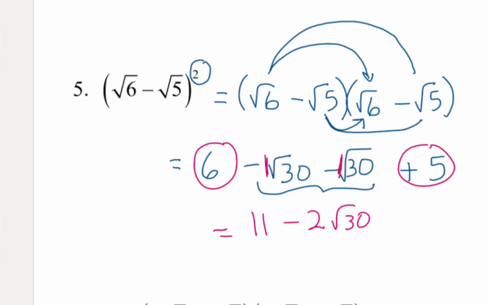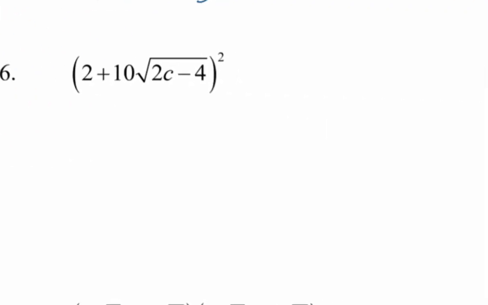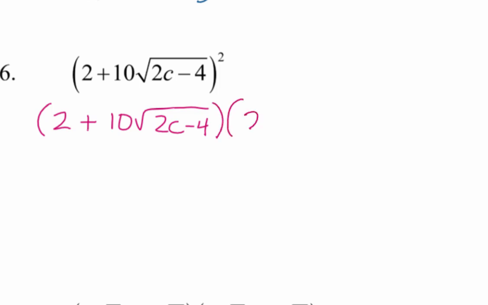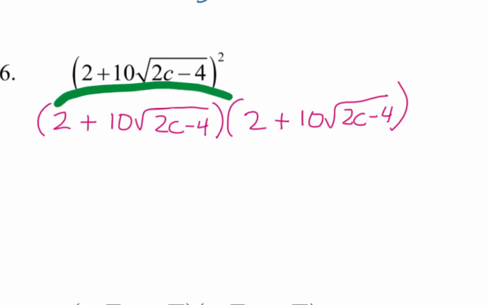This one looks pretty ugly, but again, we are stuck. We have to write this down twice. And we have to do some foiling. We have to distribute twice, right? So let's get a different color. So 2 times 2, oh, that's thick. 2 times 2 is 4, right?